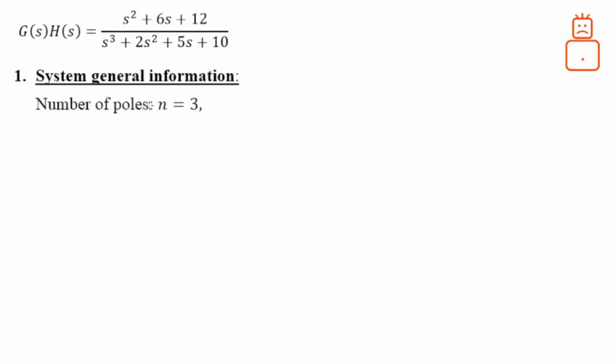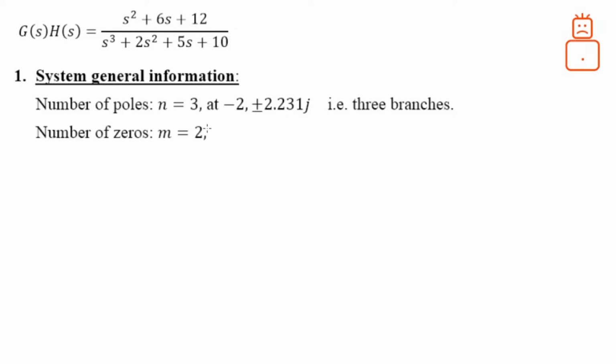We have the number of poles. We have 3 poles. The poles are at -2, a real root, and 2 pure imaginary roots. Therefore, we have 3 branches. We're going to need to draw 3 branches for this system. For the zeros, we have 2 zeros. They are complex zeros at -3 plus minus 1.7j. So, if we compute the number of zeros at infinity, we're going to have 1 zero at infinity.